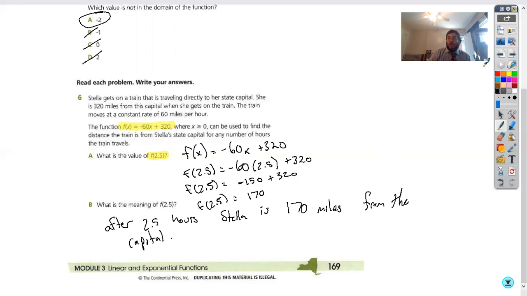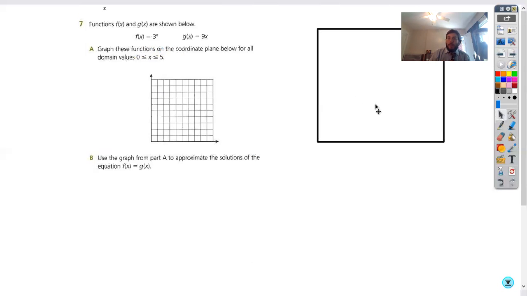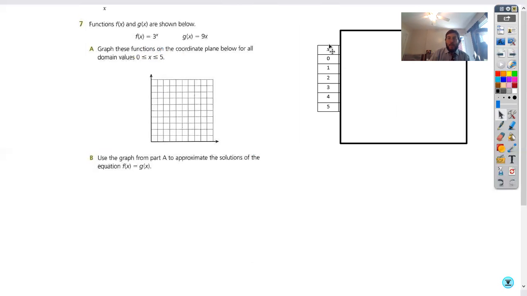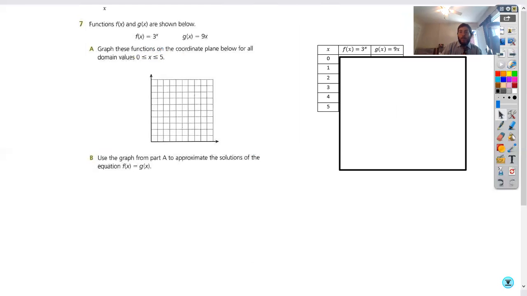All right, let's keep going along here. The last question, question number 7, has to do with graphing the function here. It says that the functions f of x and g of x are shown below. Graph these functions on the coordinate plane below for all the domain values of x from 0 to 5. So we're going to have a table, and I kind of set up the table already, but we want the table to have x values from 0 to 5. And then we want our y values to be made up of the y values from these functions here. So what I'm going to do is flip over to our calculator.